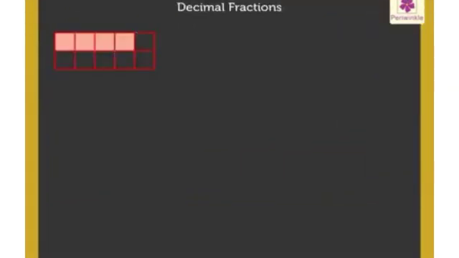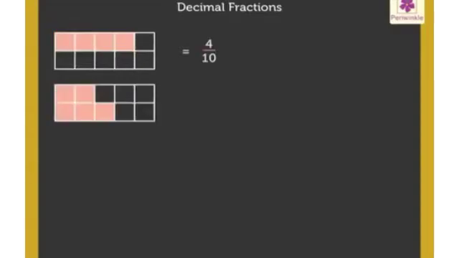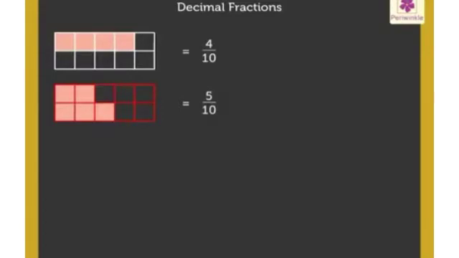Here are given 10 boxes, out of which 4 are colored. Read as 4 by 10. This is the fraction 4 by 10. Next, here 5 boxes are colored. Write as a fraction, 5 by 10. So, only 5 boxes are colored.